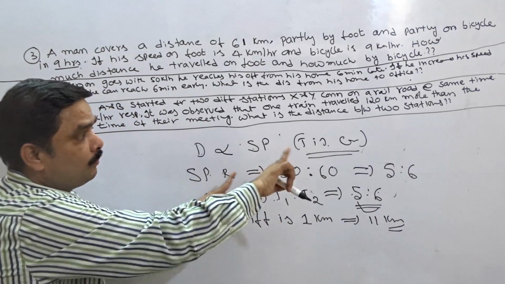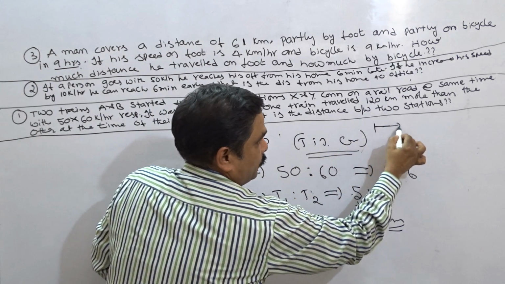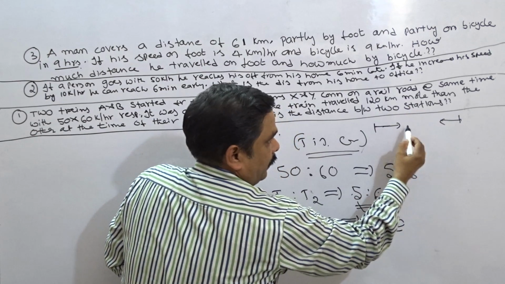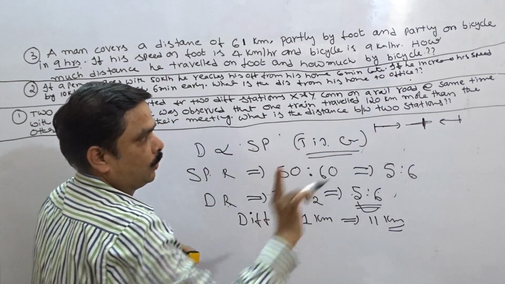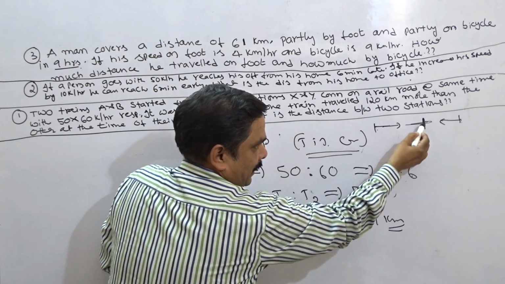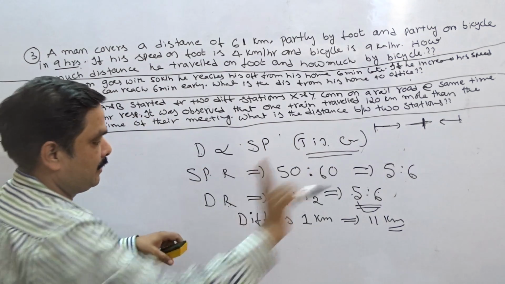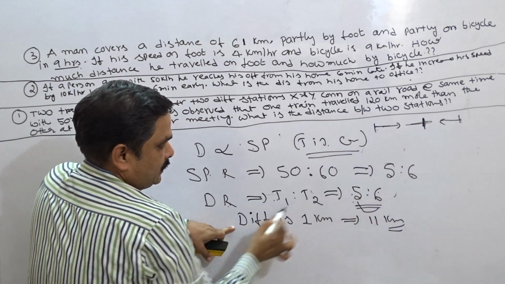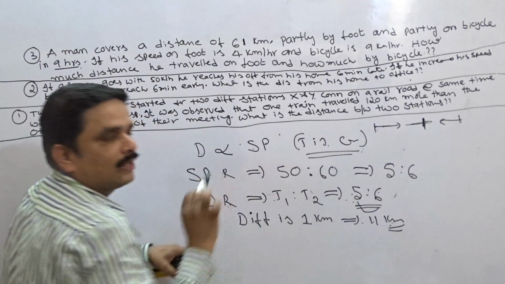Why am I taking both together traveled? Because one train started from this point, the other one started from here. When they meet each other, they show some difference. So now the total distance is equal to the distance traveled by this train plus the distance traveled by this train. For that reason I am taking it in this way. When the difference is 1 kilometer, both together traveled 11 kilometers.